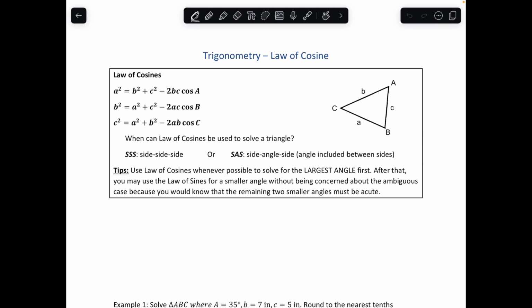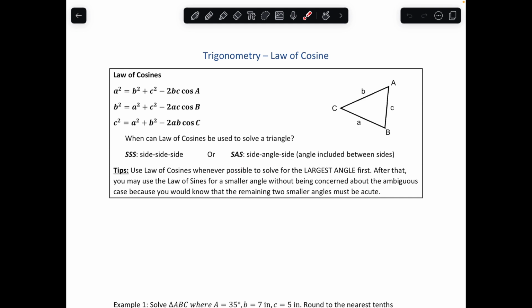In this video we're going to talk about the law of cosine. So what does the law of cosine say? Well, the law of cosine says if I have two sides, B and C, and the angle across from the unknown side, I can actually solve for that unknown side. Or it says if I have all three sides, A, B, and C, then I can actually solve for one of my angles. So when can I actually use the law of cosines? I can use it when I have all three sides or when I have side, angle, side.